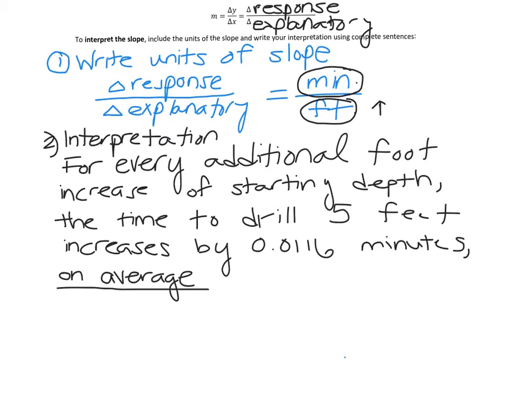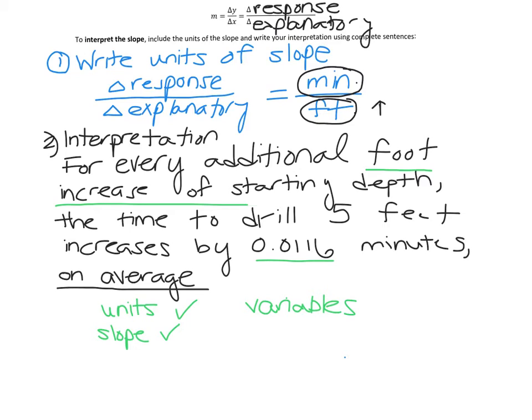All right, so here's a checklist we need when we're writing our interpretation. Make sure we have our units. Make sure you include the slope, which is right there in this case. You want to name out your variables. So we have our variables: foot increase of starting depth and time to drill 5 feet. Those are both of our variables. And then you want to include on average. Okay, so a lot to remember in this interpretation.